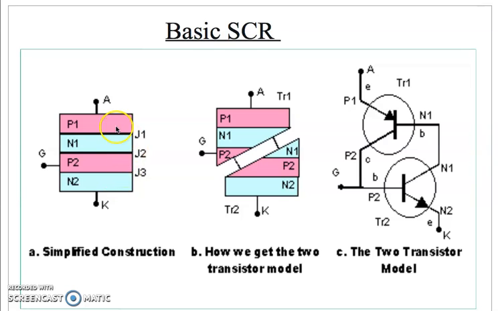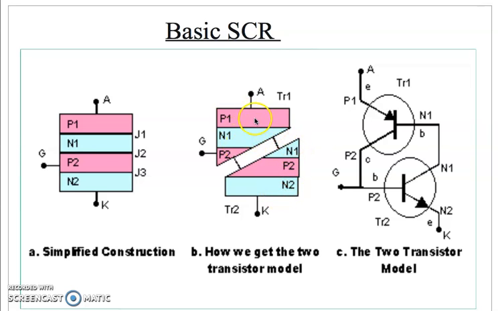We can consider this SCR as a combination of 2 transistors. If we talk regarding the 2 transistor model of the SCR, it appears in this way. If you draw a diagonal from this point to this point, you come out with 2 pieces, each representing a transistor. The upper part of the diagonal is a PNP transistor and the lower part is an NPN transistor.